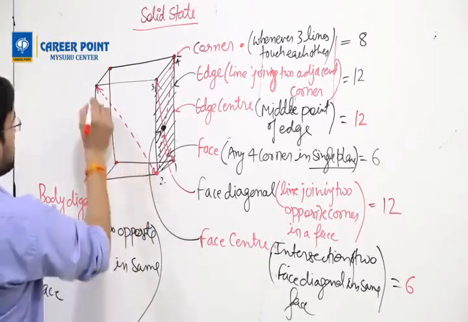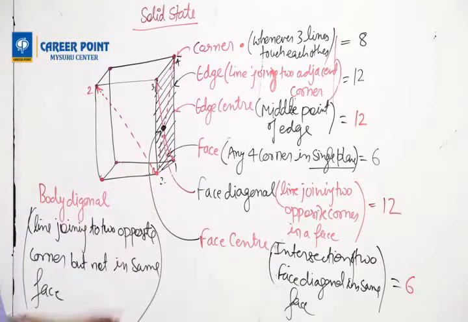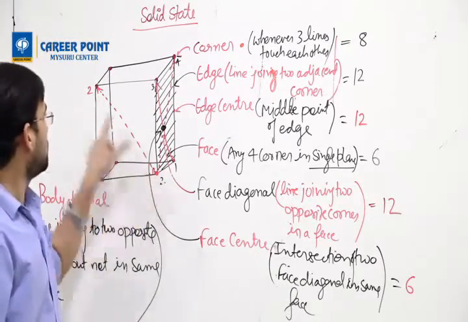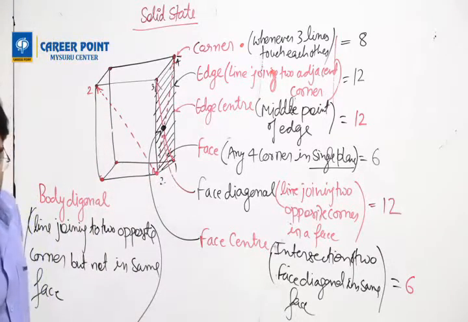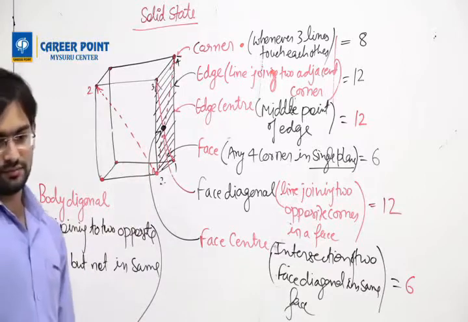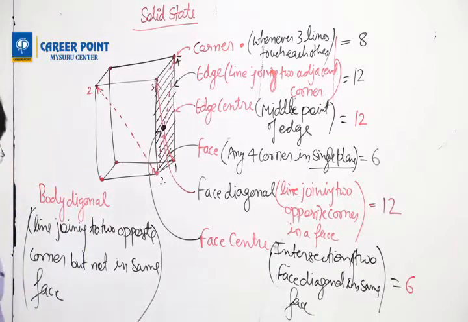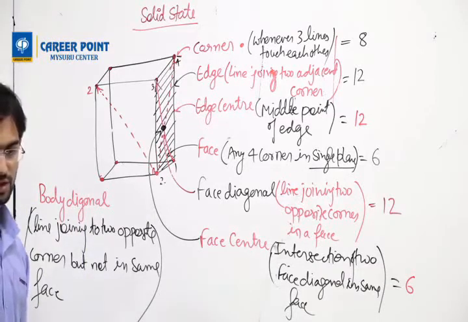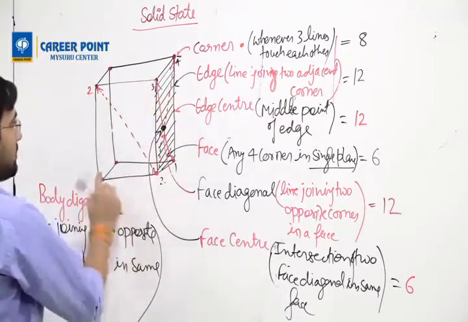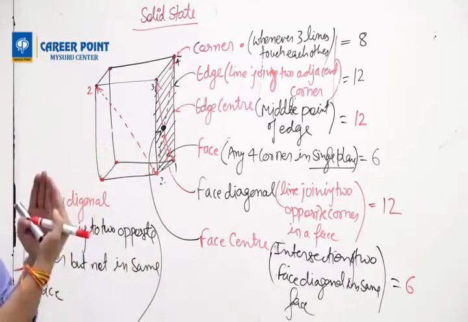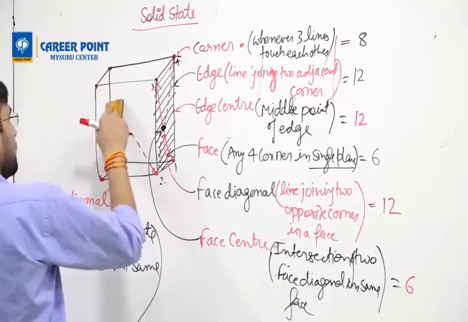This is one. Is this a face diagonal? Sorry, is this a body diagonal? 1 to 2. Is this a body diagonal? No, this is also not a body diagonal, because 1, 2, 3, 4 will create the front face. So this is also not a body diagonal, right?